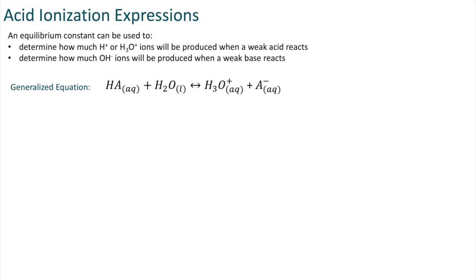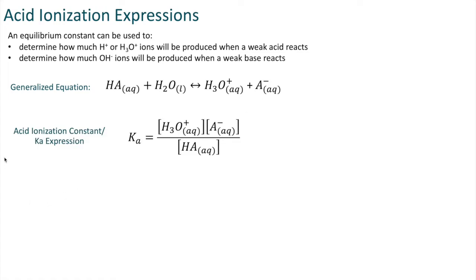Looking at a generalized expression here, we have HA reacting with water to produce hydronium ions and A negative ions. This represents our acid, this represents our base, our conjugate acid, and conjugate base. When we write an acid ionization constant, we put the products over the reactants, and we make sure that they all are in aqueous solution. In this case, water is a liquid, so it's not included in our Ka expression.